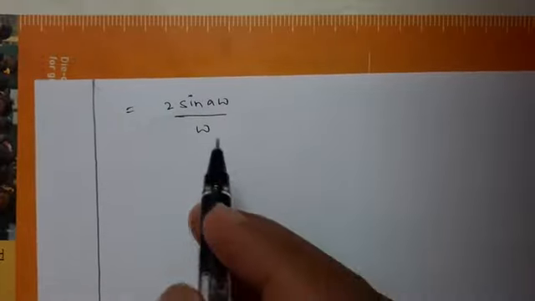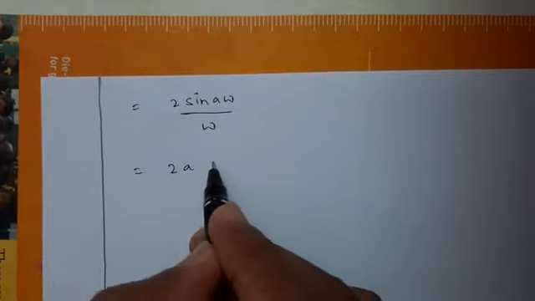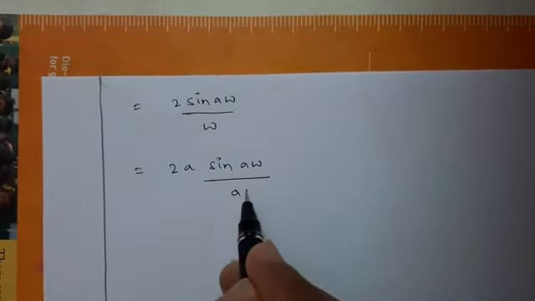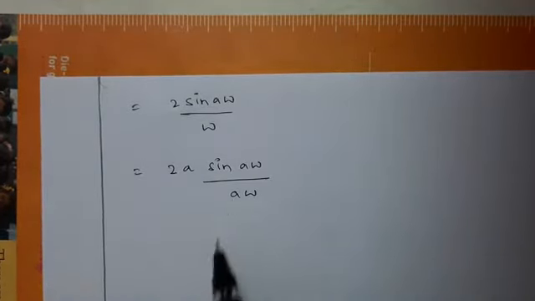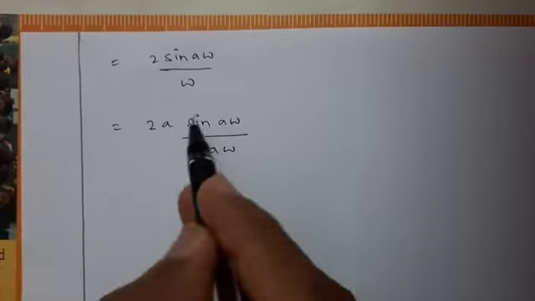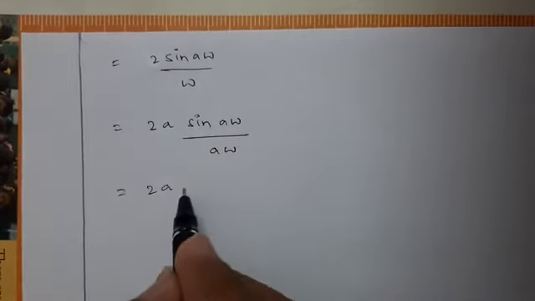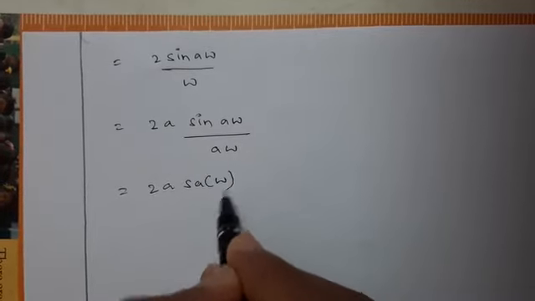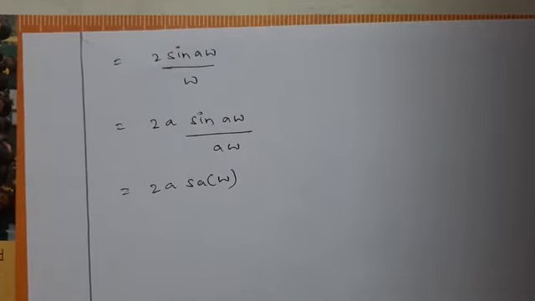So I'll try to write this form as 2a sine of a omega divided by a omega. I have taken this a and this a extra, so that I can represent this whole term 2a sine of a omega by a omega as Sa of omega, which we usually call the sinc function.